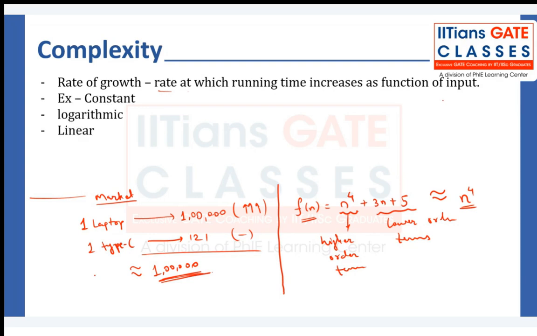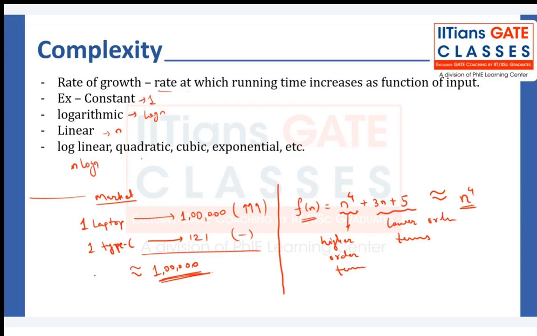What are the commonly known rates of growth? One would be constant, logarithmic would be log n, linear would be n, log linear is n log n. Similarly, quadratic is n square, cubic is n cube, and exponential is 2 to the power n.